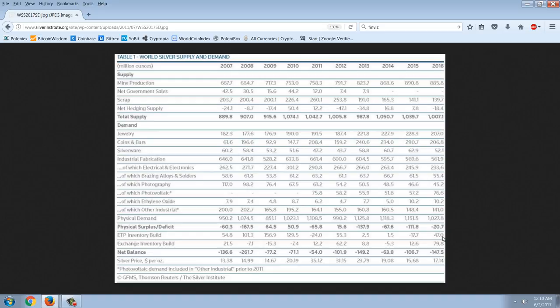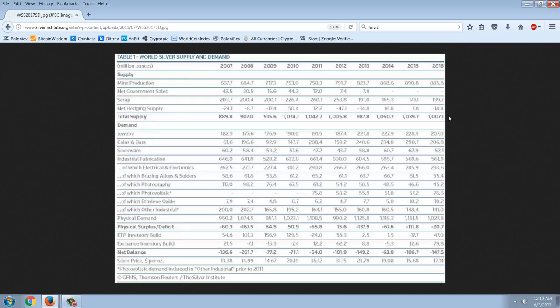And then we have this ETP build and exchange inventory build. This supposedly is them stockpiling silver. Where's the silver coming from? I don't think anybody knows. Gives us a net balance of negative 147 million ounces. That's the biggest number we've turned in, except for 2013 when we turned in a negative 149 million ounces. So they're using more silver than they are mining, and they are getting from scrap. And where's the silver coming from?